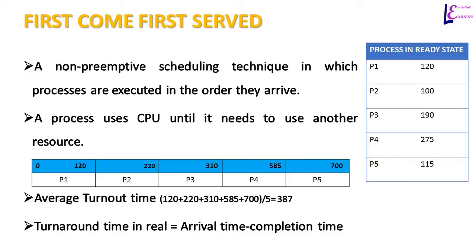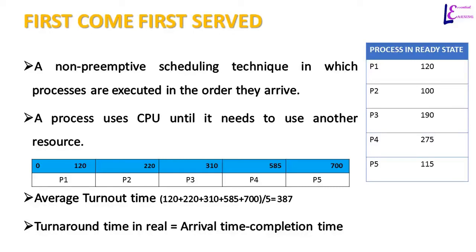For our example, I have supposed 5 processes, that is, process 1 to process 5, and they are assigned service time, or the time they are going to use CPU. If processes don't require another resource, according to their service time, process 1 will finish at 120, process 2 at 220, process 3 at 310, process 4 at 585, and process 5 at 700. So the average turnaround time of the processes will be 387.